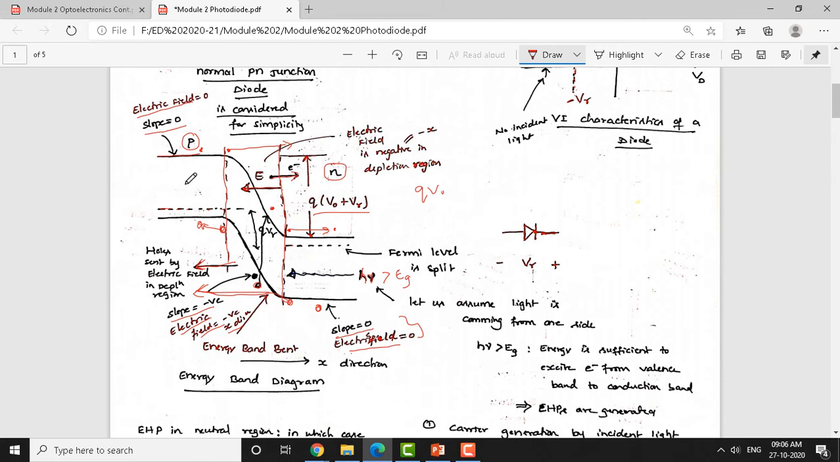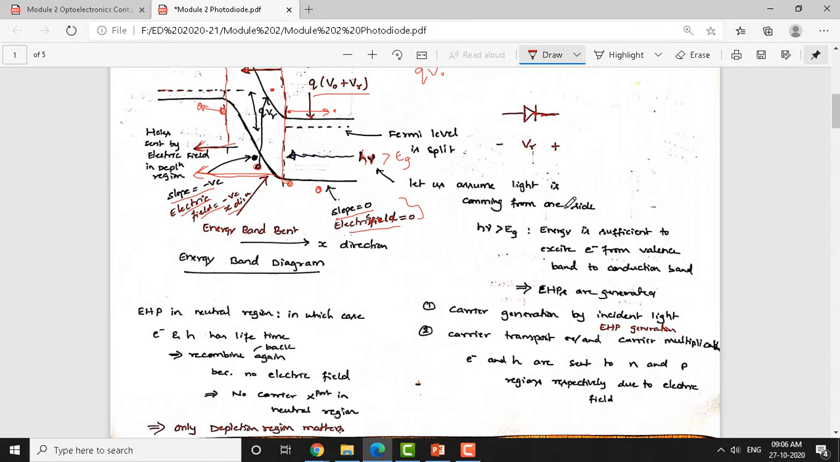Okay. We have seen three different layers here: what happens to the electron hole pairs in the depletion region, in the neutral P and the neutral N region. Now, let us assume that light is coming from one side, as you are observing here. The light energy is taken as hν, which should be greater than Eg, to excite an electron from the valence band to the conduction band. This is the amount of photon energy required to excite an electron from the valence band to the conduction band. By this, the electron hole pairs are generated.